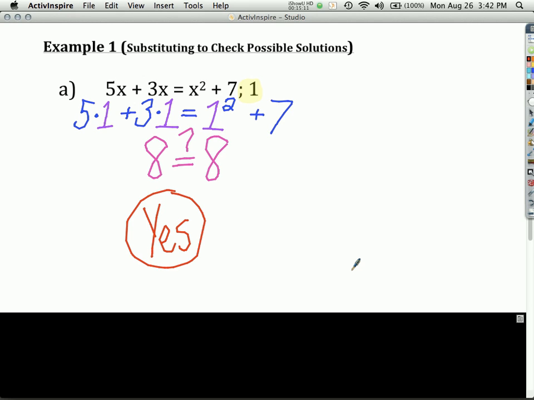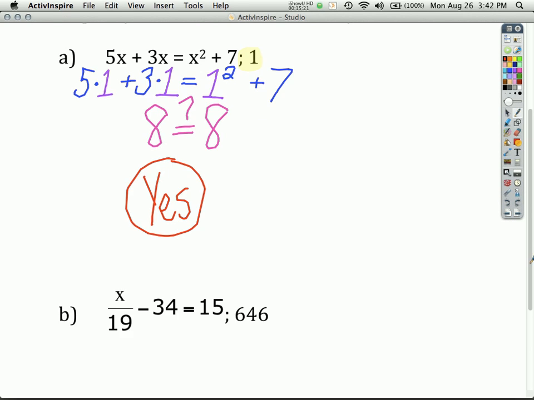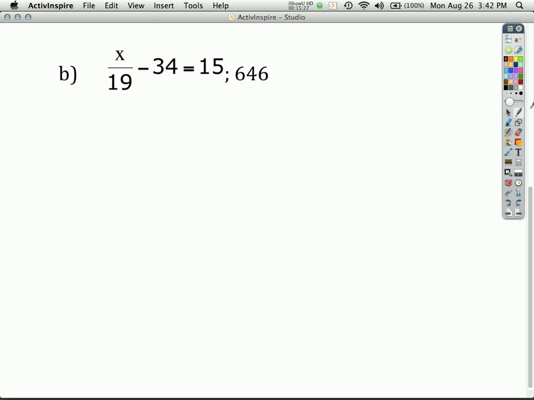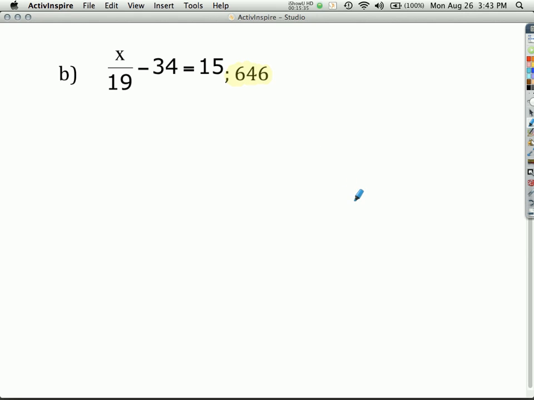So we use substitution, we use mental math, and then we decided on whether or not we had a true statement. Any questions? Good. So let's up the complexity a little bit. Again, I am proposing 646 as a solution to this equation, and I would like to know, do I have the correct solution?